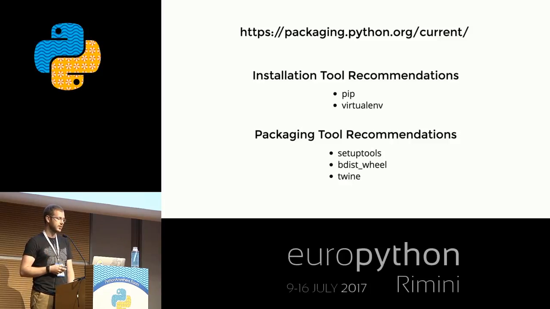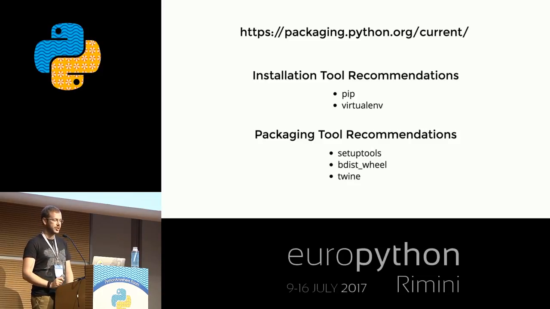So there is packaging.python.org held by the Python Packaging Authority, which shows us the current state. And this is the list of tools that we should use as Python developers. And it's divided into two parts. The first one is installation tool recommendations, which is, of course, pip and virtualenv. There are more propositions in this area. For example, conda for holding virtualenvs on your local environment, and some more stuff.